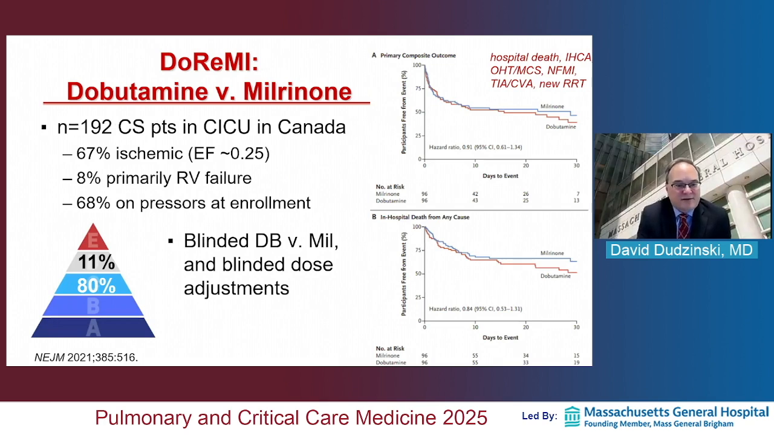A trial I'd like to call your attention to is from a few years ago. It's called CAPITAL DOREMI. It was run in Canada, and it was assessing the difference between two commonly used inodilators, dobutamine and milrinone. These act via different mechanisms. Dobutamine is a beta agonist. Milrinone is a phosphodiesterase inhibitor. And these are commonly debated: which one is useful, which one is less harmful.